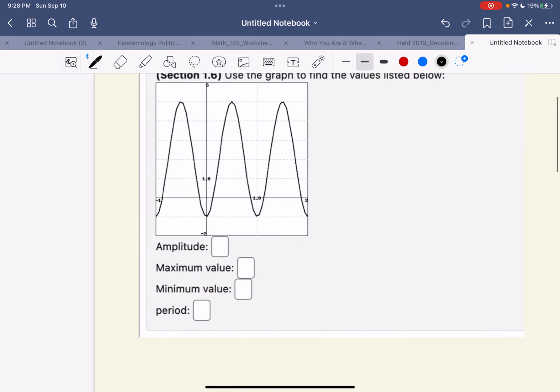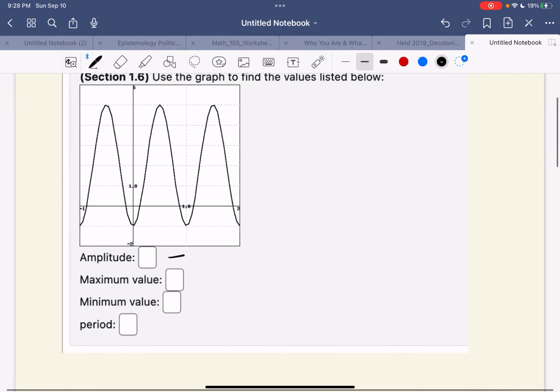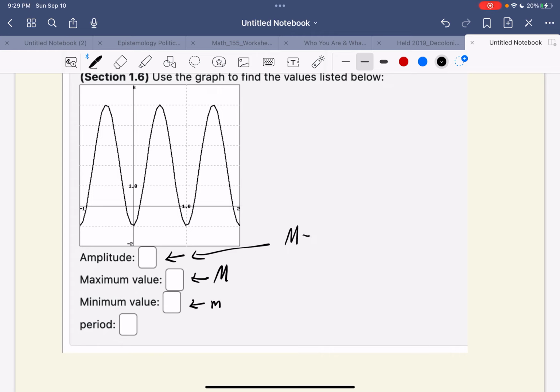Some vocab. All right, amplitude. Well, let's come back to that for a moment. Let's talk maximum value and minimum values. I'm going to call this little m, and I'm going to call this big M. Okay, so the amplitude is, how should I say this? It's big M minus little m over 2. All right, so if I cut this in half, boom, I'll call that A for amplitude, then sort of this distance here from the midline up to the peak, that's the amplitude.